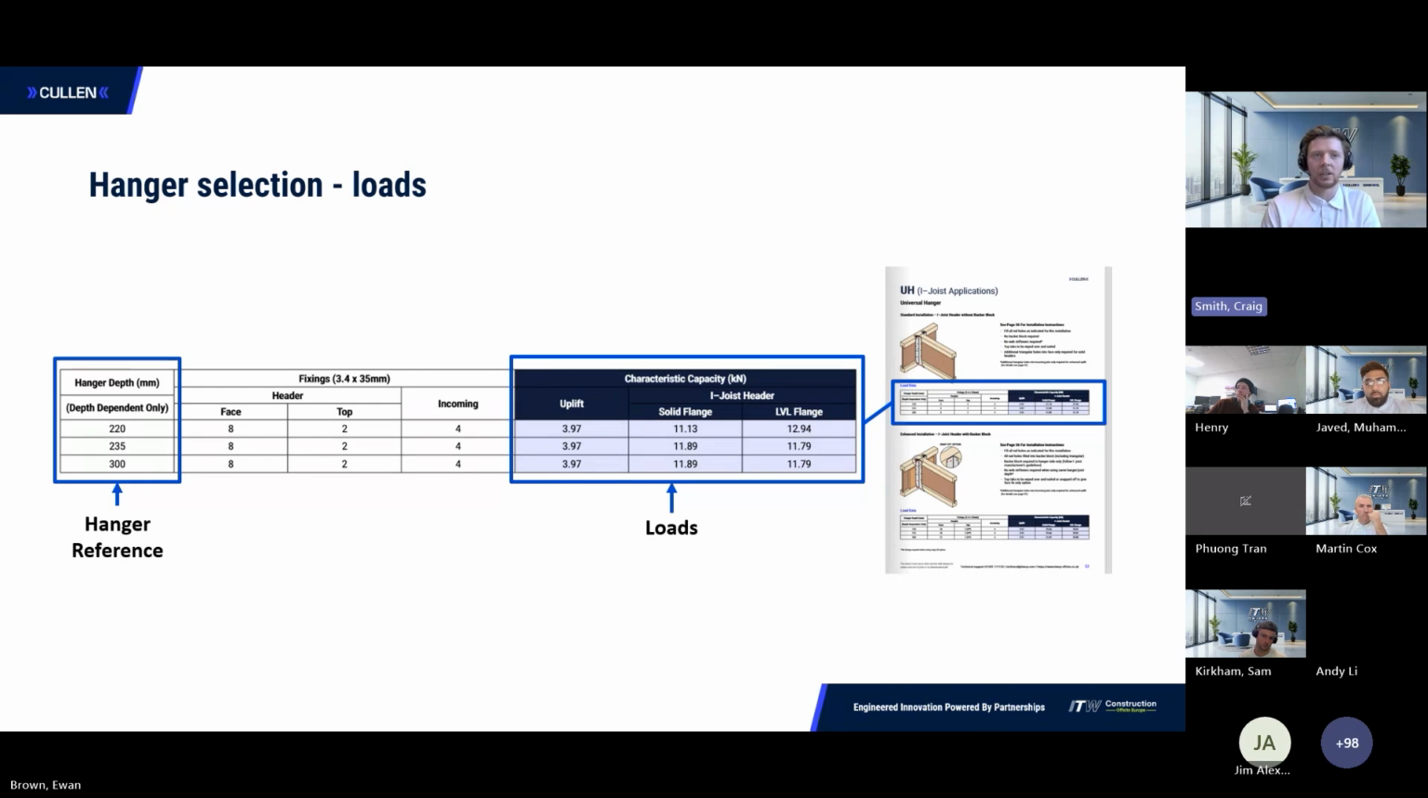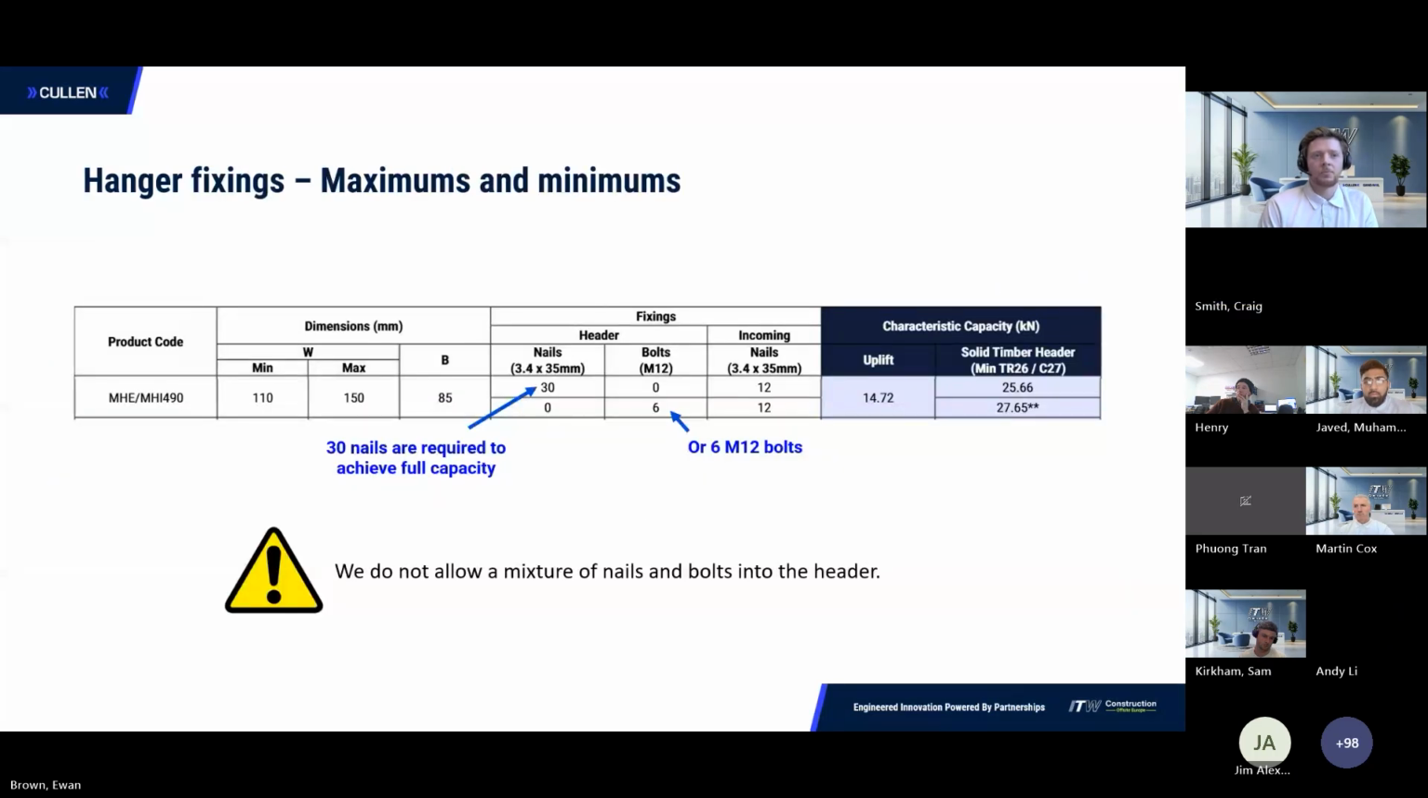So if we move on to the next slide, we can see that we're looking at fixings and we've got header and incoming. With the header options, we can see we've got either 30 nails or 6 bolts. And then if we look at the characteristic capacity on the right, we can see how the load can be impacted by how we're changing the fixings. It's important not to mix the nails or the bolts. These are an untested combination and we're risking some performance and then also maybe safety.